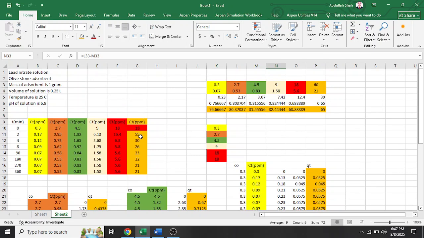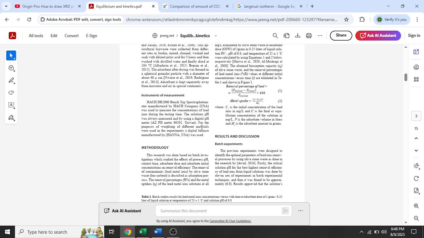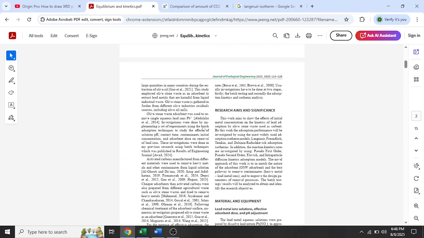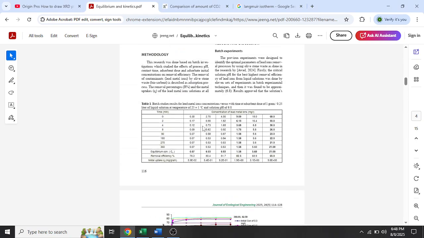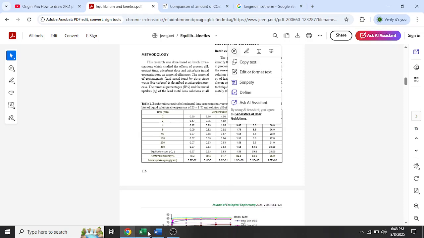So this C naught can be a higher value. This is not 18 here. I'm using this paper. C naught here, in the paper they have used the C naught, 18, 16.